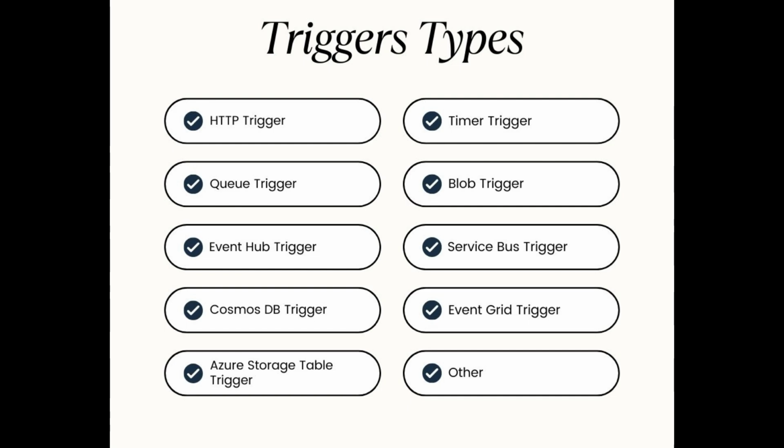There are many more trigger types also available which work on different Azure resources. For example, here we have an HTTP trigger, then we have a timer trigger, queue trigger, blob trigger, event hub trigger, service bus trigger, Cosmos DB trigger, event grid trigger, and then we have an Azure storage table trigger. We also have SQL and then SignalR. There are many more types of that.